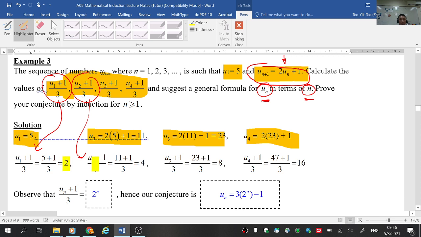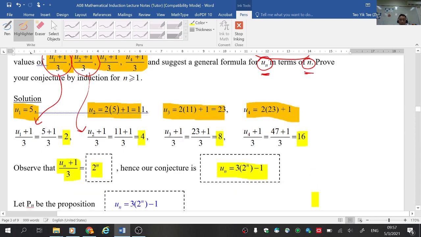Okay, so these are the results that you have: 2, 4, 8, 16. So it's something like 2 to the power n. So you make this observation and say that (u(n) + 1) over 3 is actually 2 to the power of n. And then the conjecture that you have, if you do some rearrangement, will be this. So this is the formula that you have sort of conjectured, and then you're expected to prove this conjecture via mathematical induction. So this is the part that is new.